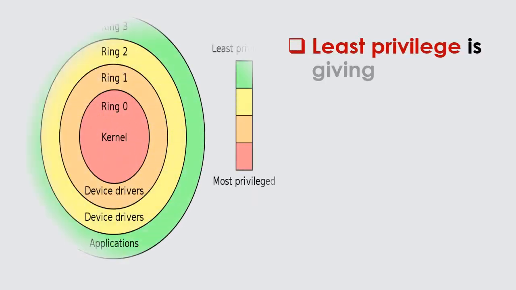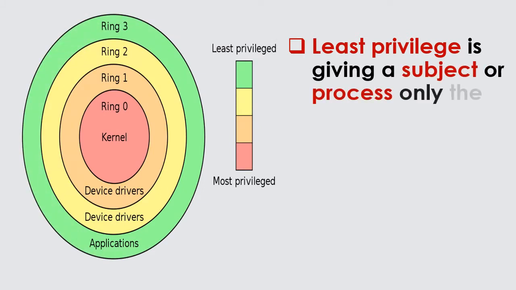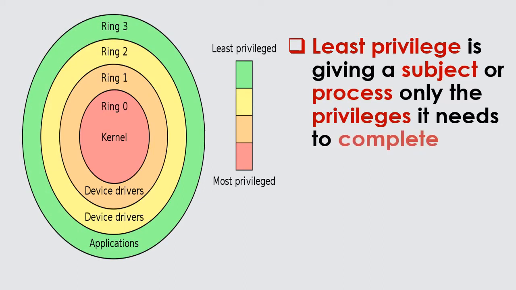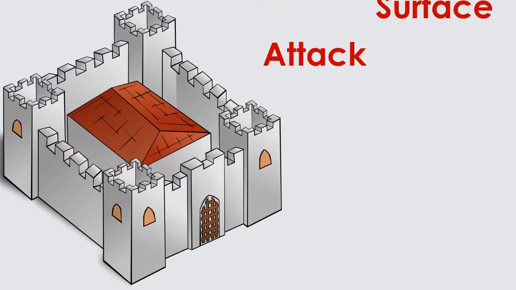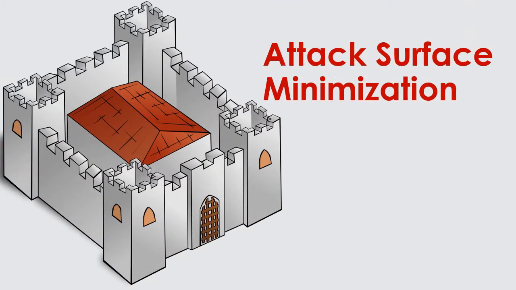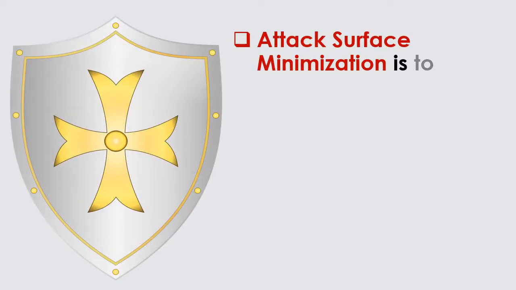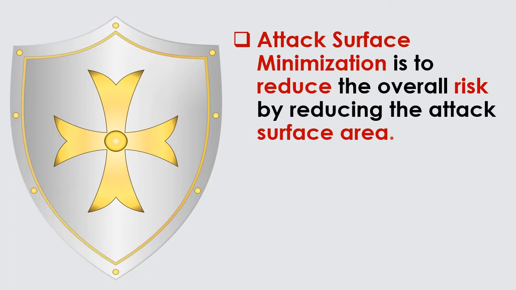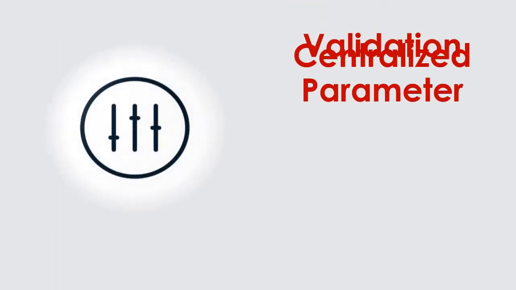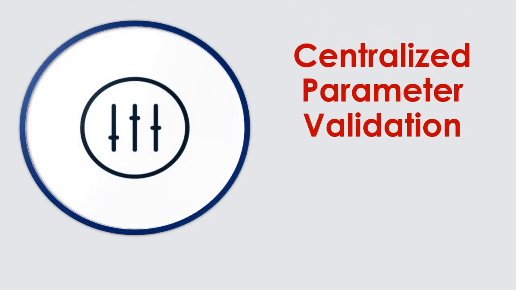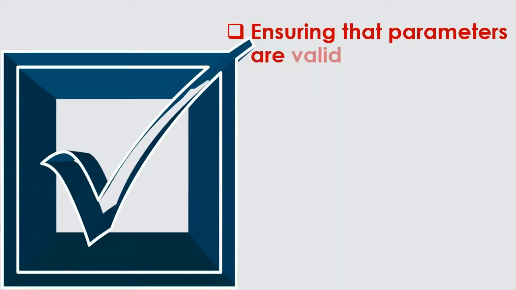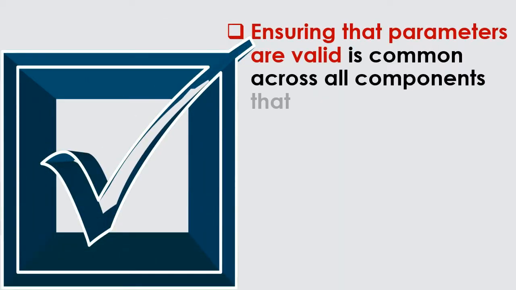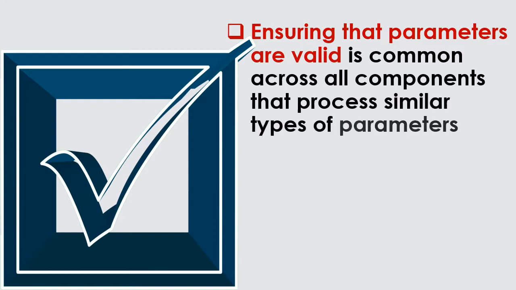Least privilege is giving a subject or process only the privileges it needs to complete a task. Attack surface minimization. Attack surface minimization is to reduce the overall risk by reducing the attack surface area. Centralized parameter validation. Ensuring that parameters are valid is common across all components that process similar types of parameters.